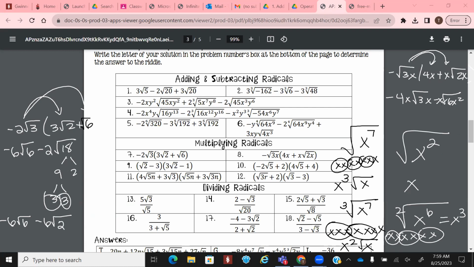So going back to our original problem up here, if I have an x squared right here, can I pull one of those out? Yes. Okay. So this would be negative 4x square root of 3x minus x squared square root of 6. This would be our final answer.